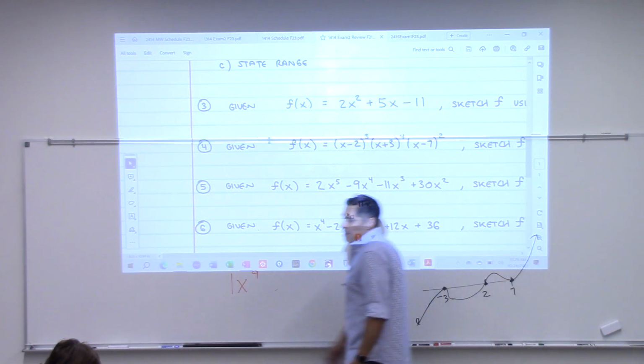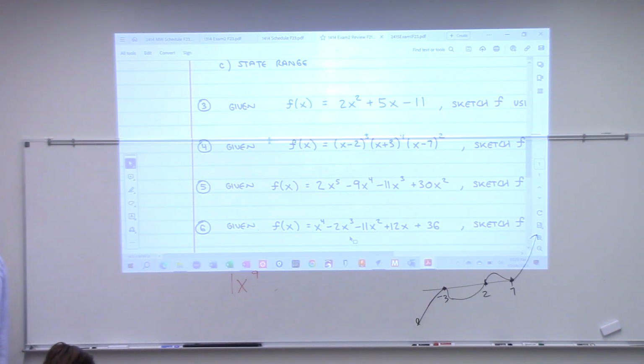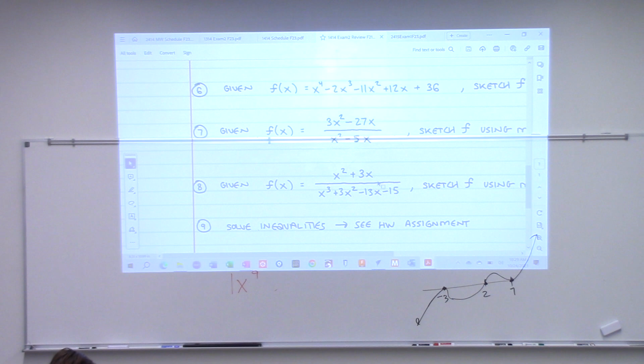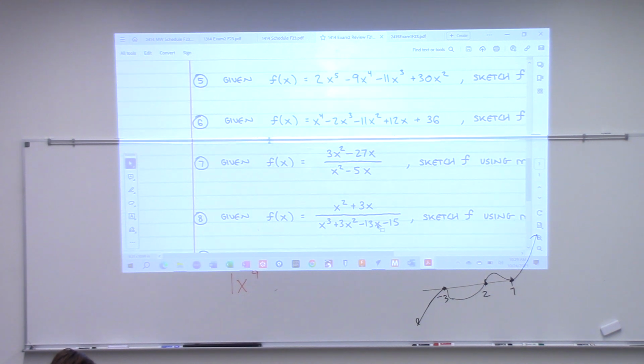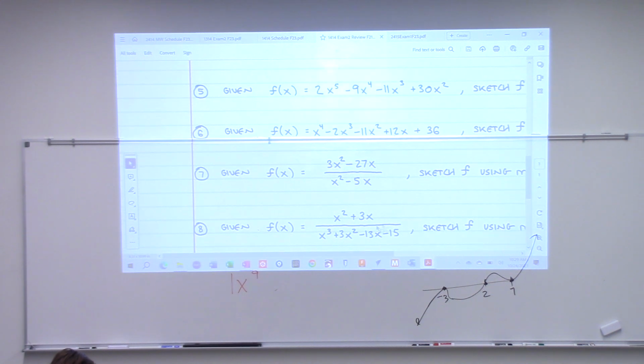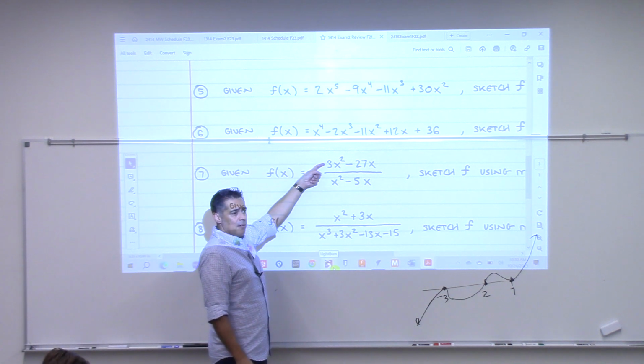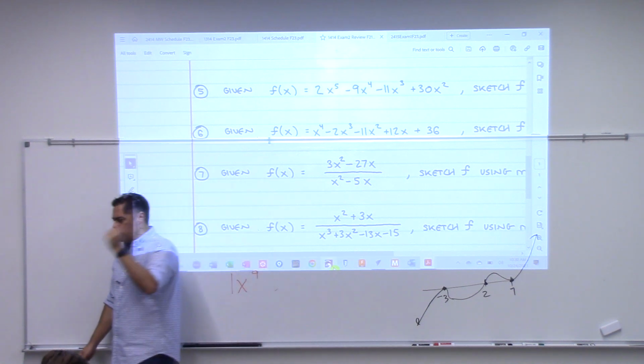Number 6 is the same thing, right? Number 6 is exactly the same. I just gave you 2 examples to work with for the review. And then number 7 and number 8. Now we've got rational functions, right? So there's all the steps, right? Set that to 0, right? Well, wait, hold on. We had a set of steps. What was the first step?